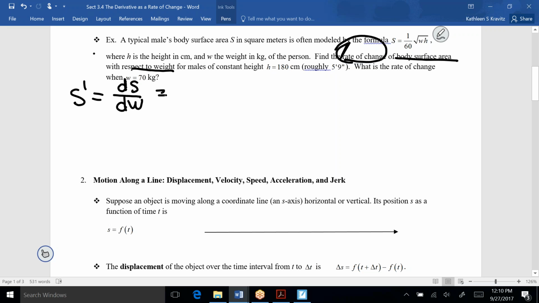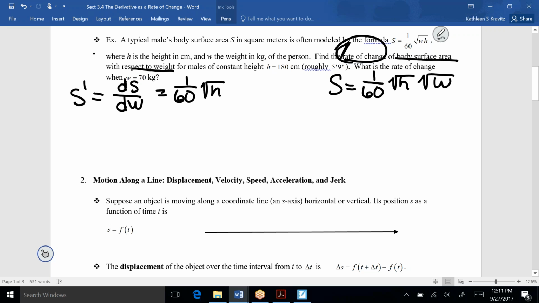So that means that we need to separate that W and that H because we only want to think about the W as the variable. So S, I'll just rewrite S over here. S is going to be 1 over 60 times the square root of H, that's a constant, times the square root of W, that's going to be our variable. So when we take the derivative, 1 over 60 is a constant, square root of H is a constant. We're just going to leave those in there. So our derivative is going to be 1 over 60 times the square root of H.